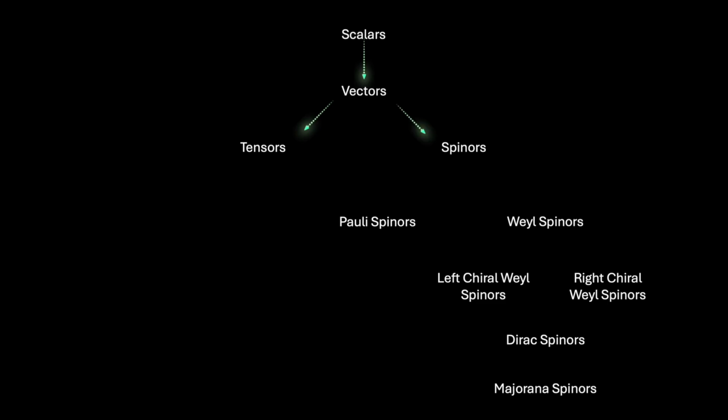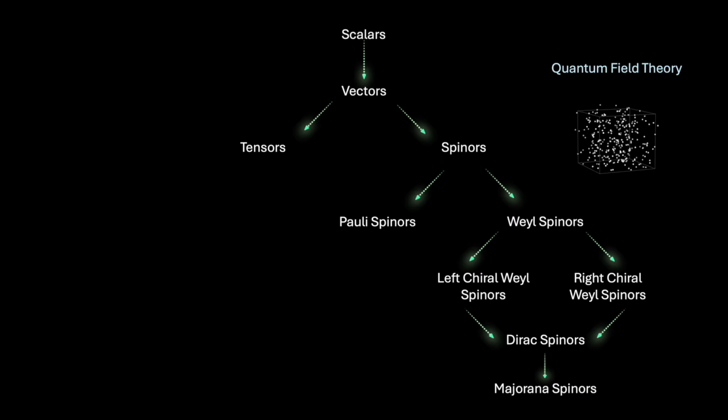Spinors come in roughly two different types: Pauli spinors, which are not relativistic, and Weyl spinors, which are. Due to the relativistic nature of the Weyl spinors, they come in two different types, which are right and left chiral. Combining two of each gives us Dirac spinors, where having two of the same will give us Majorana spinors. All of these spinors give a coherent and workable structure to quantum field theory.